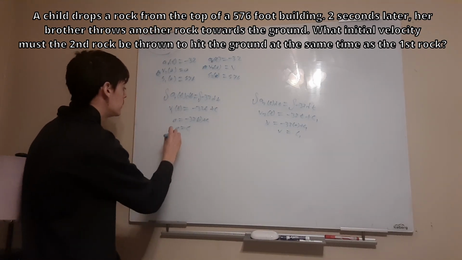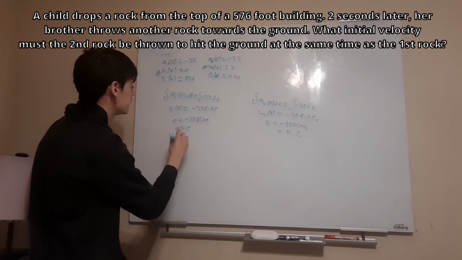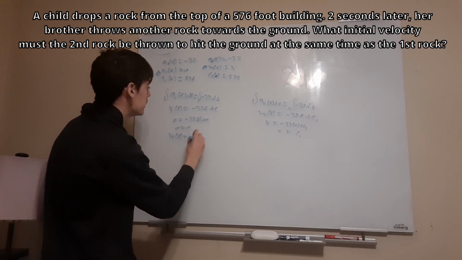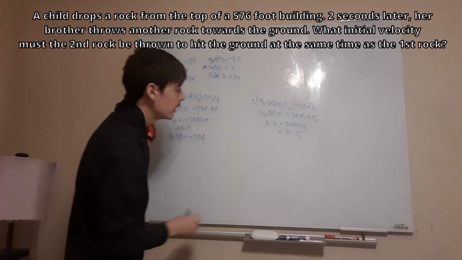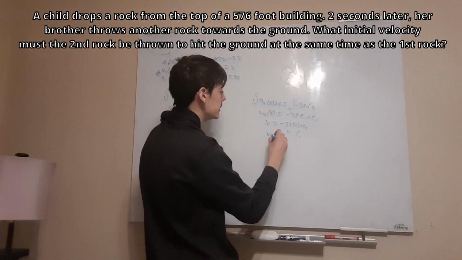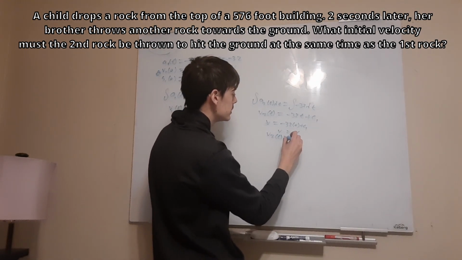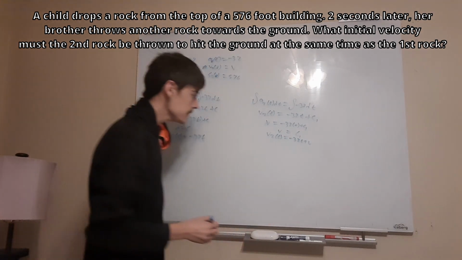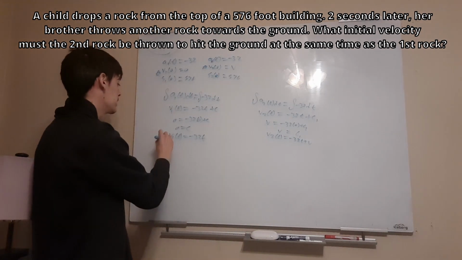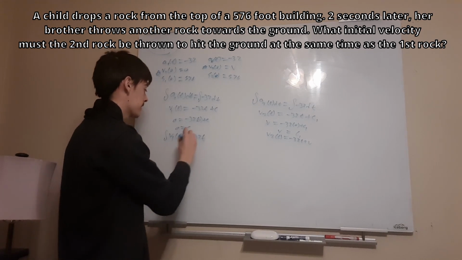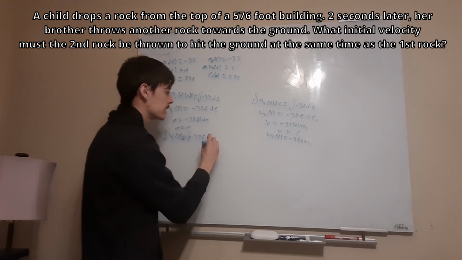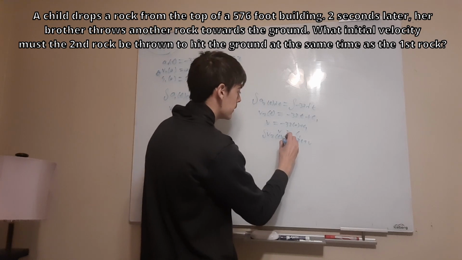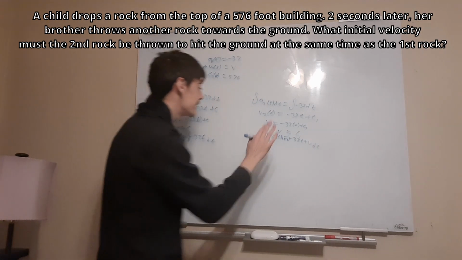So getting our actual velocity equations, we'll have v1 of t is equal to negative 32 t. Over here, v2 of t is equal to negative 32 t plus v. Now we're going to have to actually integrate both of these, just like normal. It's a lot of stuff to just write.